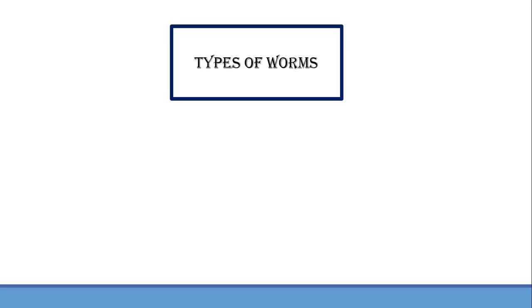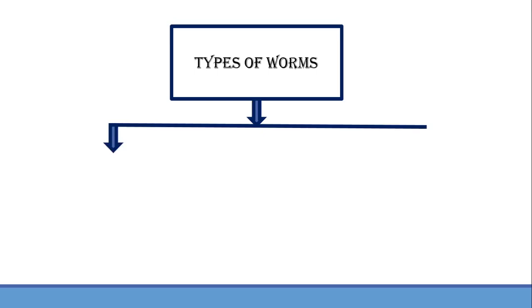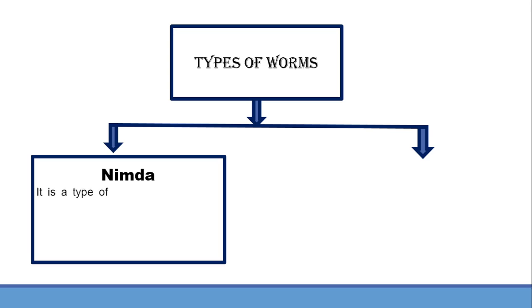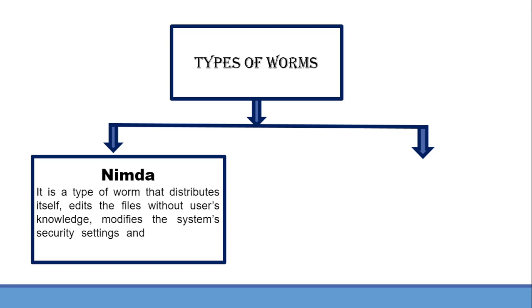Let's take the types of worms. Here I have two types of worms. Number one is Nimda. Now what is Nimda? Nimda is a type of worm that distributes itself, edits files without the user's knowledge, modifies the system security settings, and damages the system. And friends, we know that whenever someone gets access or control of our security settings, then our system is very much in the control of that person.